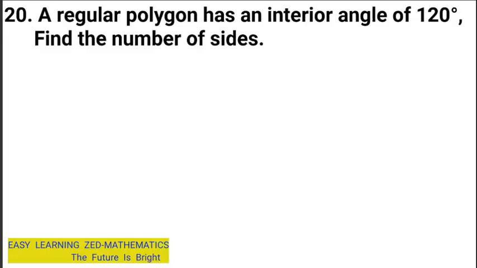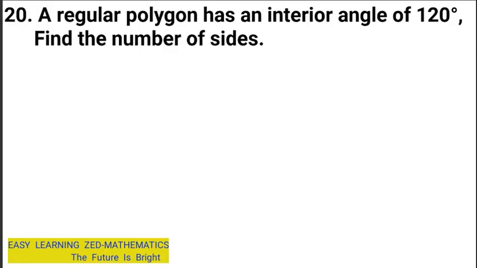Okay, question 20 was as follows. A regular polygon has an interior angle of 120 degrees. Find the number of sides. What you need to understand is what a regular polygon is. A regular polygon is a polygon with equal sides and equal angles, either interior or exterior. They are all equal. So this is the polygon we are given.